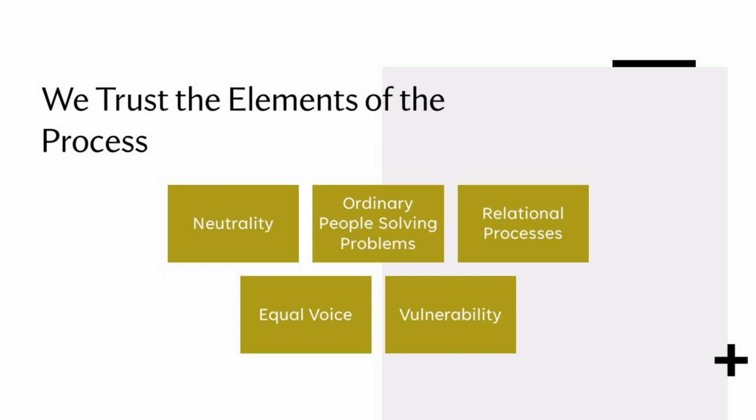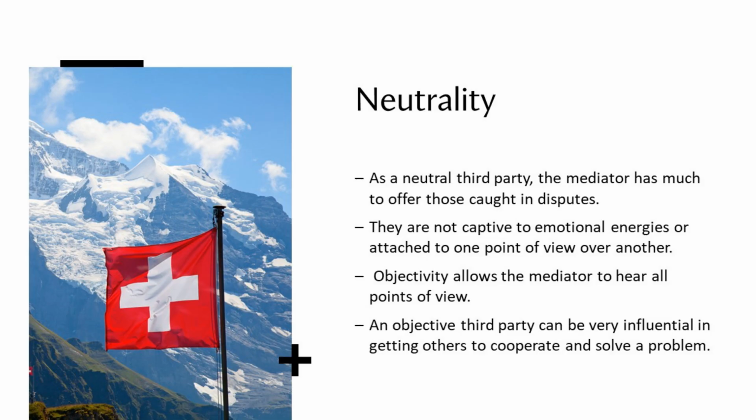Number 4, we trust that understanding happens when we give everyone an equal voice and place at the table. It also means that when we do this, we can arrive at reasonable solutions. Number 5, we trust in the power of vulnerability. Let's look at the first one, a trust in neutrality.